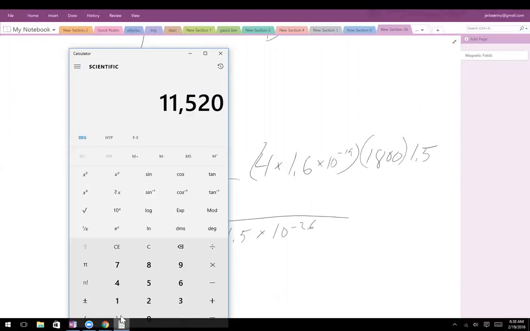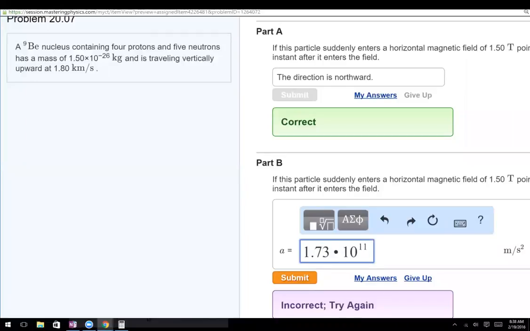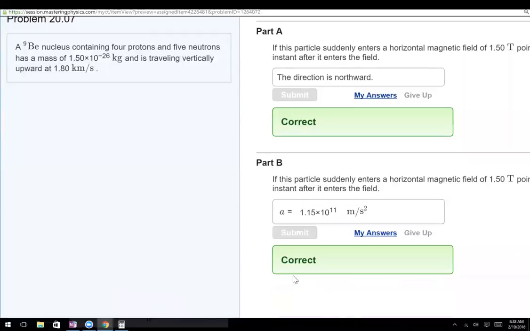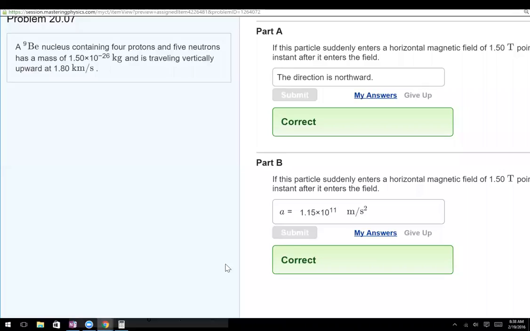Oh, I didn't. Yeah, sorry. I don't know what I did. Yeah, when I divided, I just did the 10 to the 26 part. I forgot about the 1.5 in front of it. So, yeah. Anyway, make good sense.